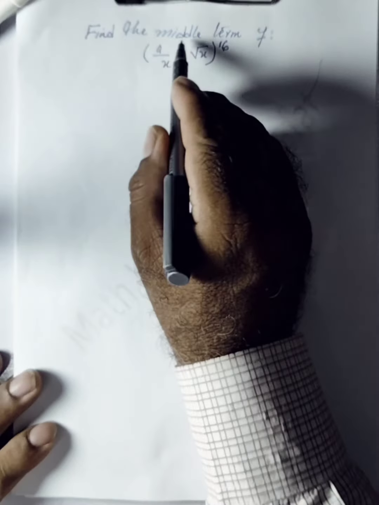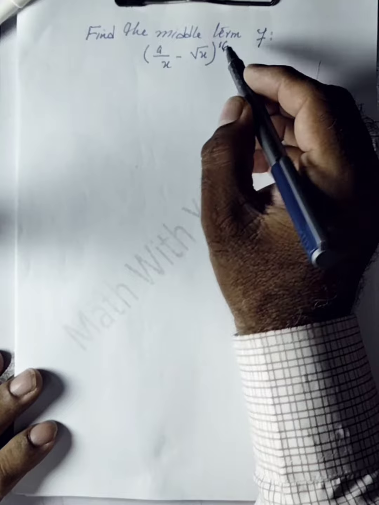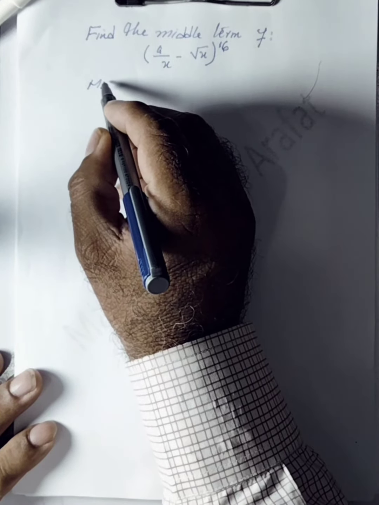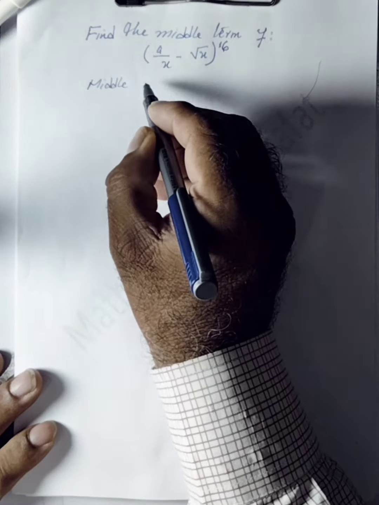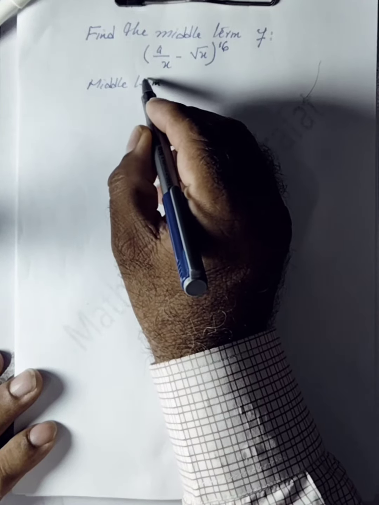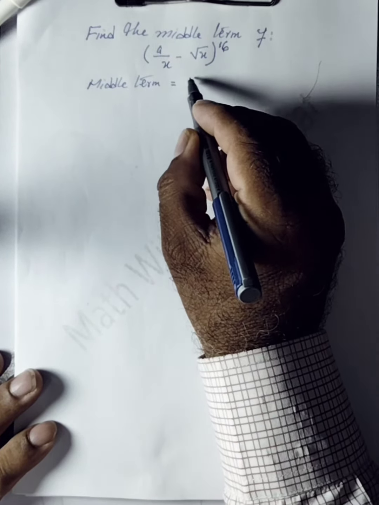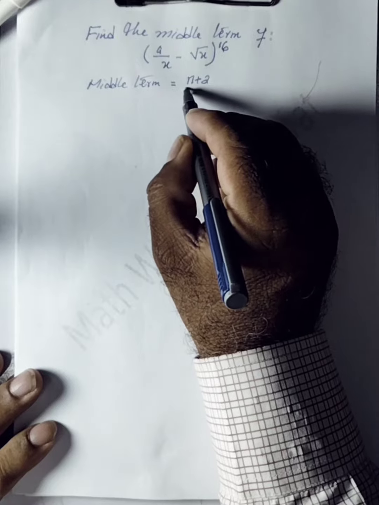We have to discuss how to find out the middle term of the expansion (a/x − √x)^16. Here we have to find out the middle term. Here the power is even, so the middle term formula will be (n+2)/2.